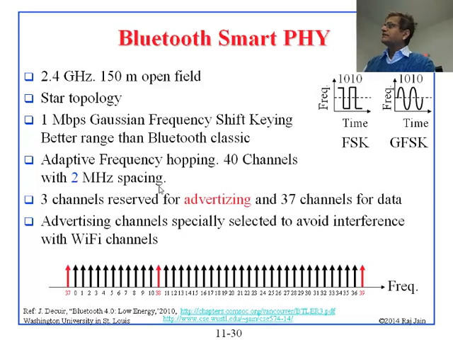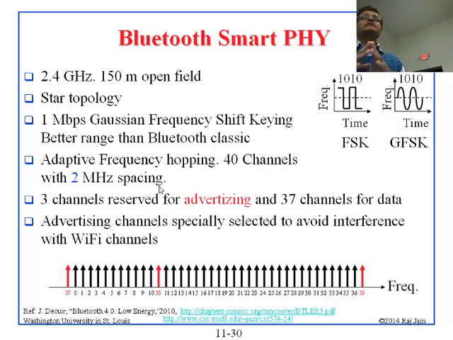Now, instead of 1 megahertz, they did change the spacing to 2 megahertz. Okay. And I couldn't find the reason for that. But anyway, so now instead of 79, they have 40 channels with 2 megahertz spacing. And the second change they made was that instead of going all over equally, they selected 3 channels which are special. Okay. These 3 channels are reserved for advertising. So basically, when you're looking for a new network, you don't go over all 79 channels, you go to one of these 3. When you want to announce yourself, you don't announce everywhere, you announce on these 3.